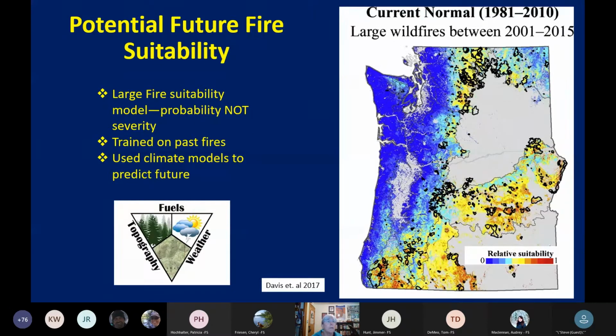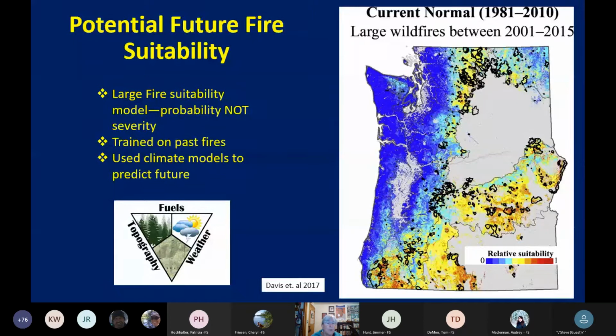So one way to look at how that might play out in the future is to take a look at large wildfire suitability. And this is some work that Ray Davis and his cohorts did. And I really like it because it does give you an idea of how fire might be interacting with our landscapes in the future. What he did was he took a look at what's driving wildfires today. And no surprise, it really is related to that fire behavior triangle of fuels, weather, and topography.